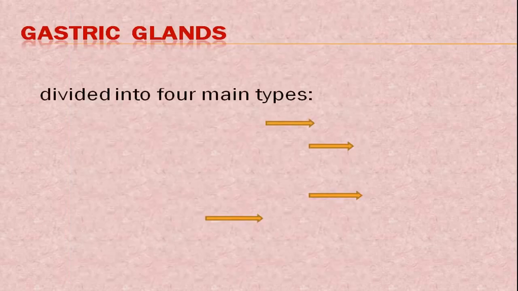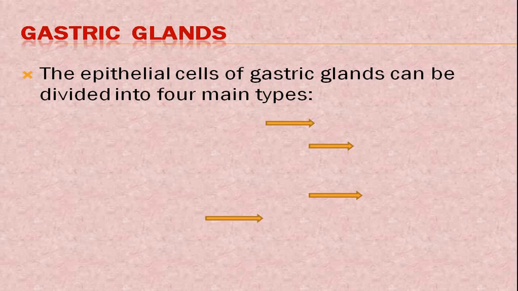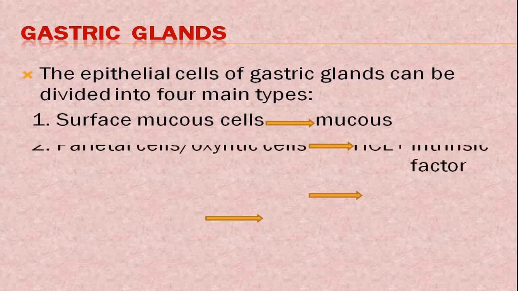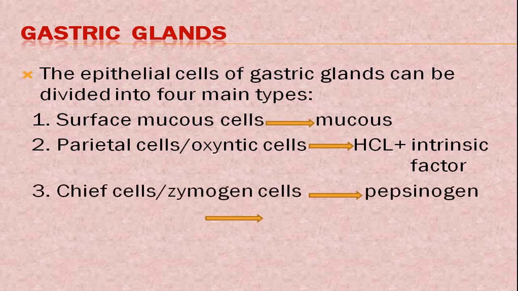Now the components of the gastric glands. Gastric glands consist of 4 main types of cells: the surface mucous cells, which are present towards the surface, they secrete mucus. Mucus lubricates the inner wall of the stomach to protect it from HCl. Then parietal cells, which are also called oxyntic cells, that secrete HCl and intrinsic factor.